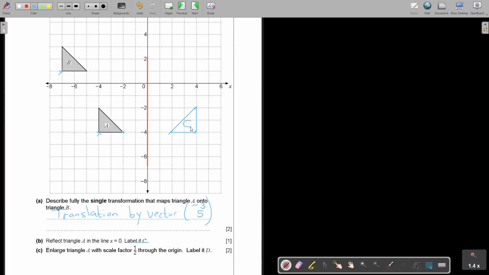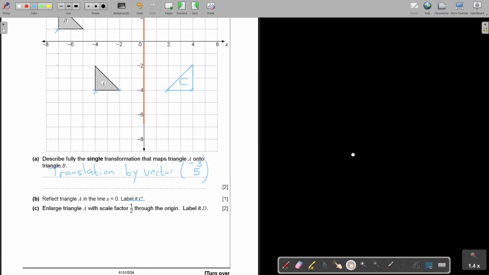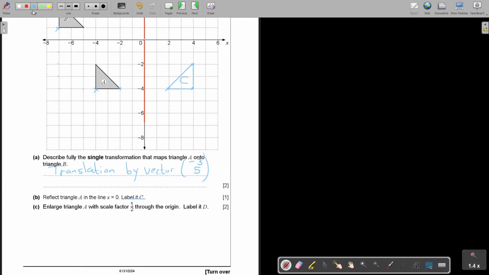And then enlarge triangle A with scale factor 1/2 through the origin. Okay, so it's just from the origin there. And it's a fraction, so it's going to become smaller. But still, you can work with vectors. And how do you work if you work with vectors? What you can do is you can write down the vector, say, to this corner. Okay, so it's 1, 2, 3, 4, and so it's going to be, say, for example, -4, and it's -2. And then if you multiply by a half, or just take the half of it, it's going to be -2 and -1. So now I count 1, 2, and I count -1.